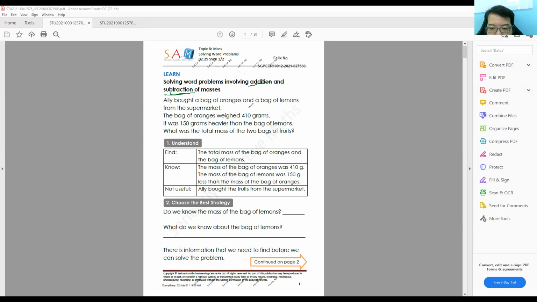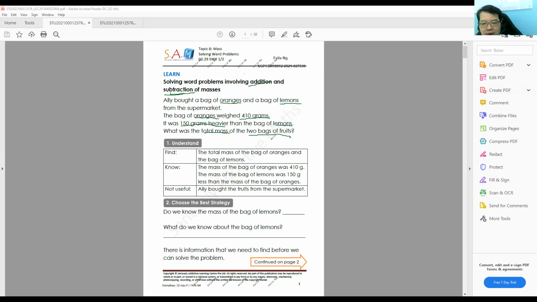Ellie bought a bag of oranges and a bag of lemons. So you might want to underline oranges and lemons, two different items. The bag of oranges weighs 410 grams. So oranges weigh 410 grams, and it was 150 grams heavier than the lemons. And the question is, what was the total mass of the two bags of fruits?